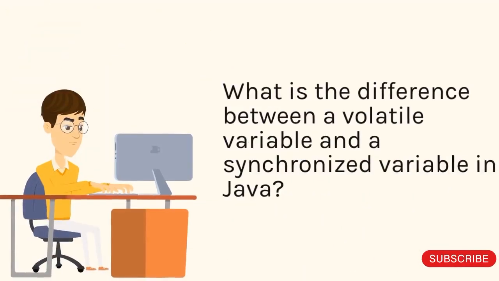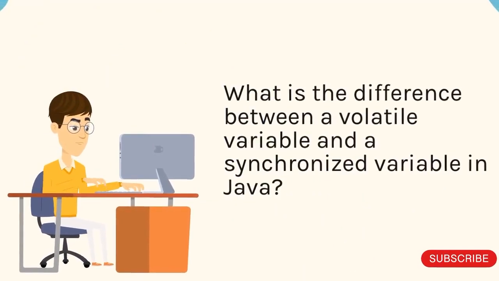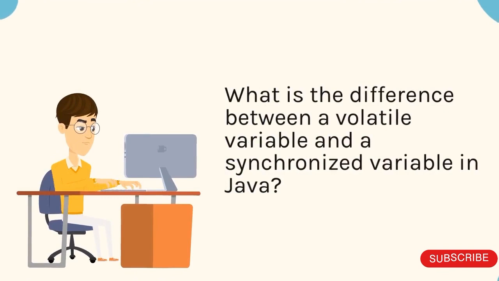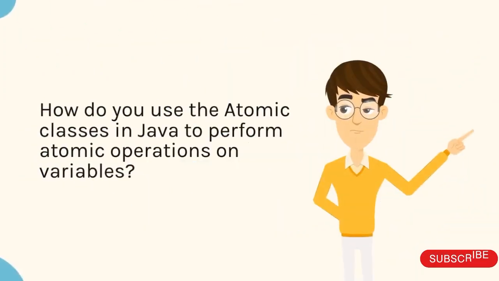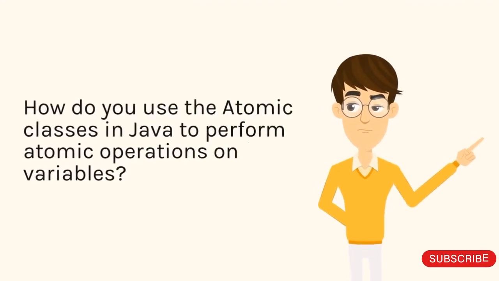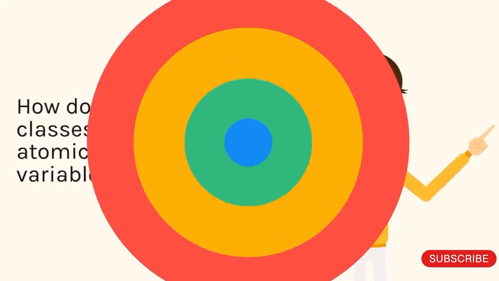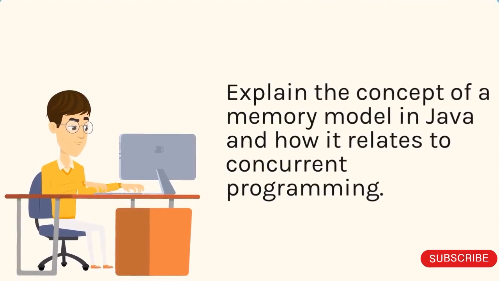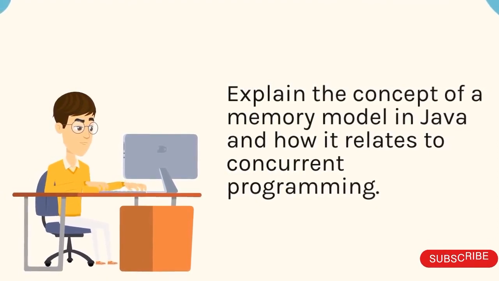What is the difference between a volatile variable and a synchronized variable in Java? How do you use the atomic classes in Java to perform atomic operations on variables? Explain the concept of a memory model in Java and how it relates to concurrent programming.